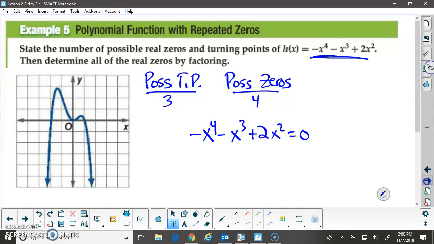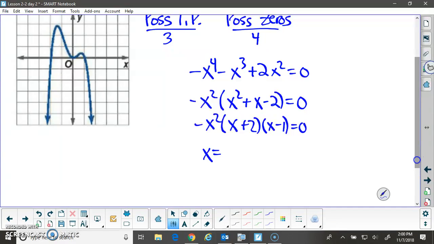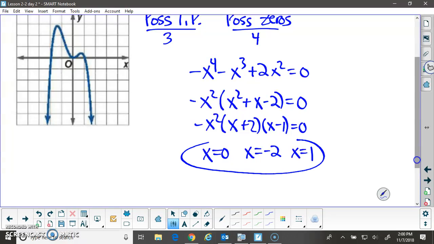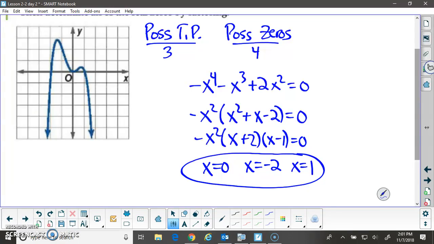we set this equal to 0. I can take out a negative x squared, leaving me with x squared plus x minus 2. That allows me to break that down into x plus 2 and x minus 1. And so our solutions end up being x equals 0, x equals negative 2, and x equals 1. And these answers should correspond with the graphical solutions. We can see it crosses at 1, at negative 2. Now at 0, it actually touches. It doesn't cross. It touches at 0. And we're going to talk about repeated zeros here in just a second.